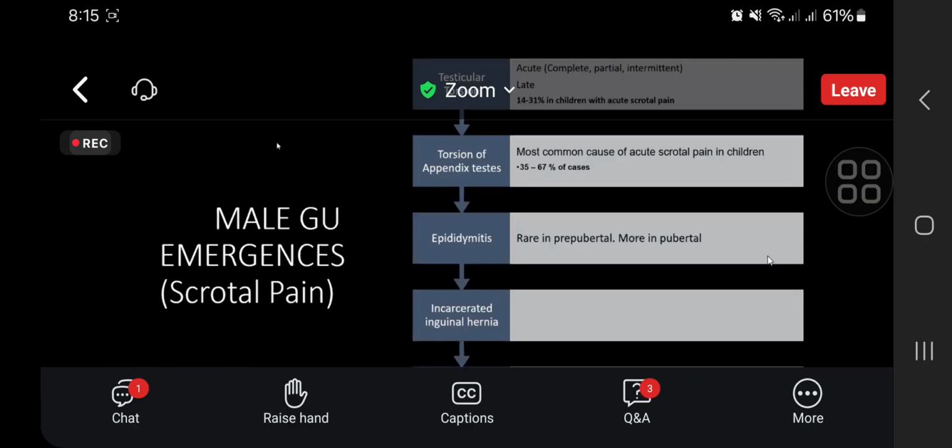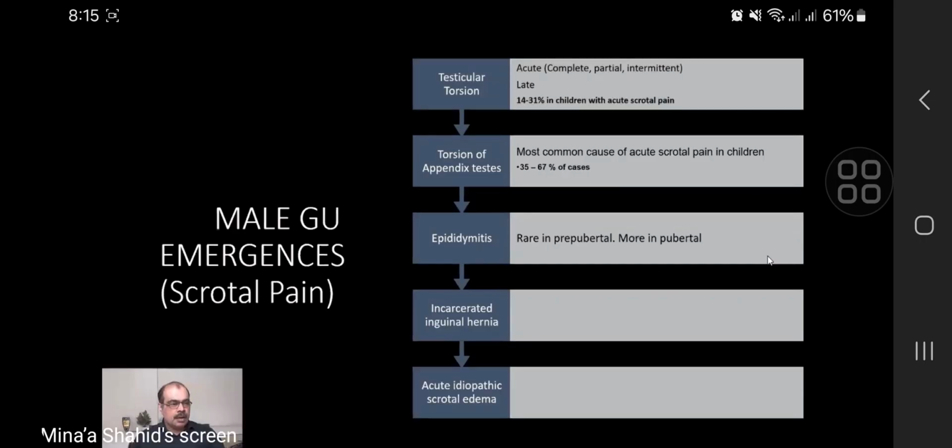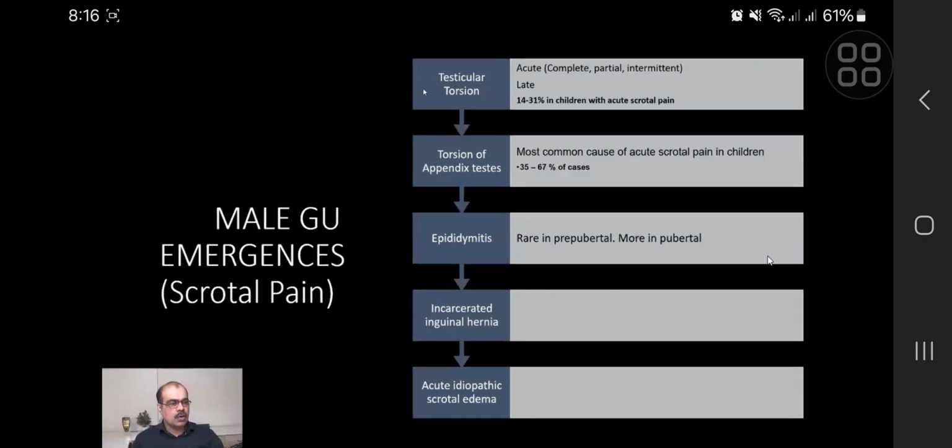patient with pelvic pain. On the male side, the most common things which are going to present as scrotal pain are testicular torsion, torsion of the appendix testis, epididymitis, incarcerated inguinal hernia, and acute idiopathic scrotal edema. One important thing I want you to note is that the most common cause of scrotal pain is not testicular torsion, which is about 1/3 of all patients, whereas torsion of the appendix testis is the most common cause, at about 2/3 of the patients.